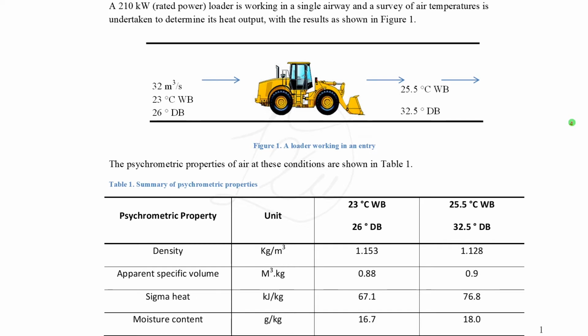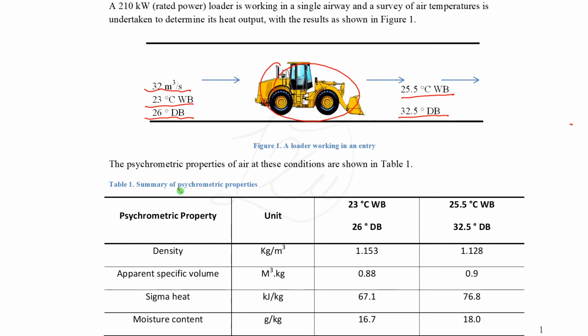In this video, we will look at an example that deals with heat generated from a loader. In this example, the loader rated power is 210 kilowatt, and the volumetric flow rate at the beginning of the roadway is given. The wet bulb temperature and the dry bulb temperature are given, and also the wet bulb temperature and the dry bulb temperature at the end of the roadway are given.